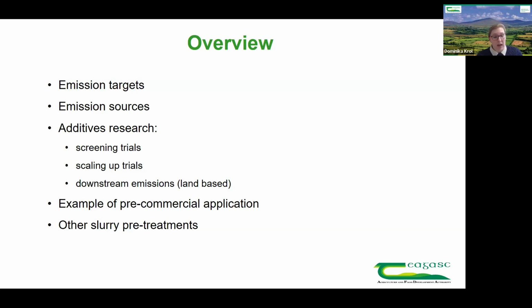So when we talk about additives, we're mostly concerned with slurry storage. But at the same time, when that slurry is amended in storage, what is going to happen when that slurry is further land spread? I'll show you an example of a pre-commercial application with one of the slurry additives we've worked with, and just touch on other pre-treatments.